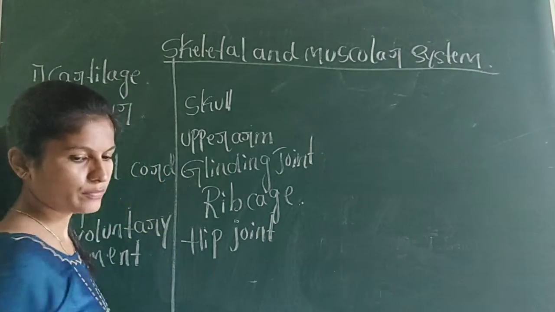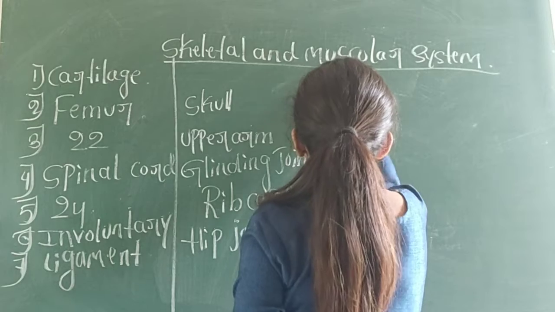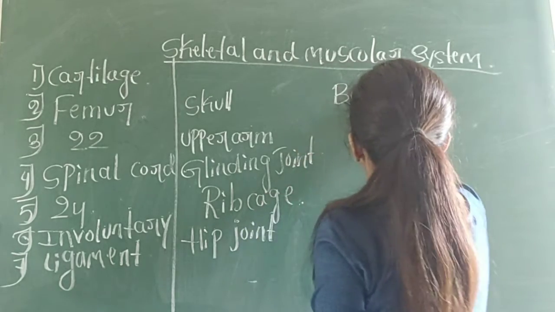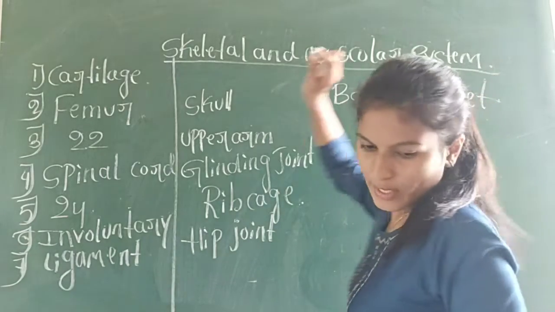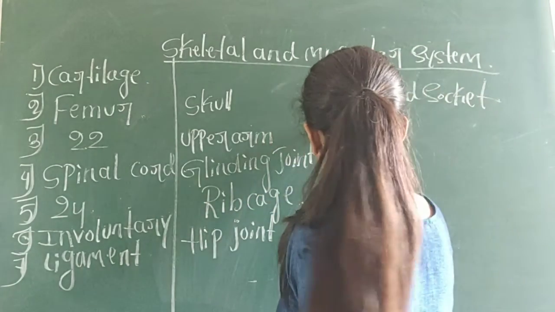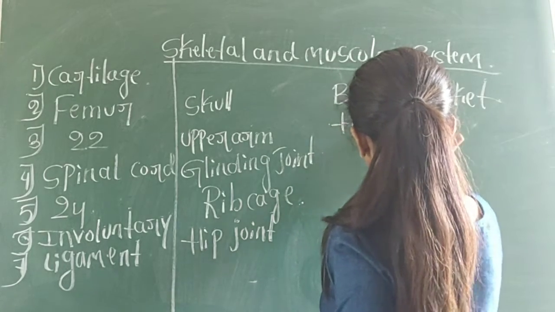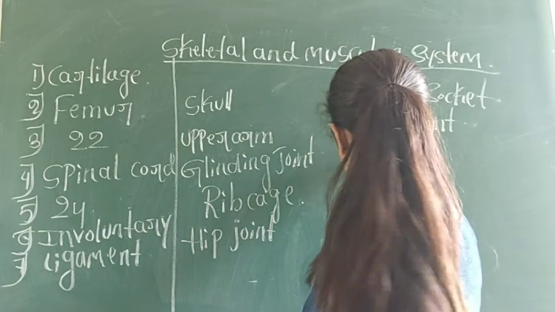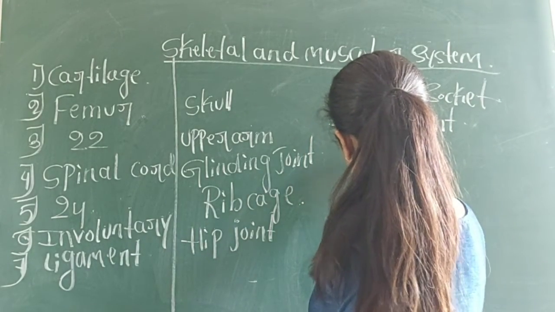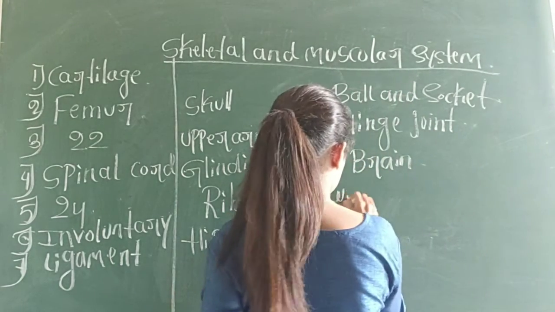And the opposite side of this, the first one is ball and socket. Next, hinge joint. Next one is brain. And wrists and ankles.